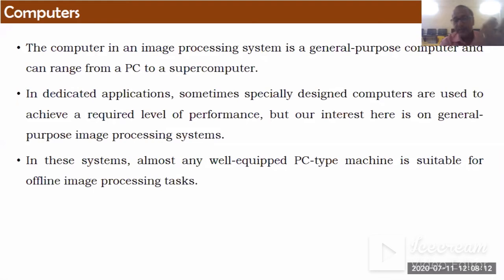For image processing purposes, different types of computers are used. It may be a PC or a supercomputer, or in some situations there are specific computer devices which are useful. For example, in an X-ray system there is no separate computer, it is inbuilt in the X-ray system. So in some dedicated applications, computers can be specially designed.